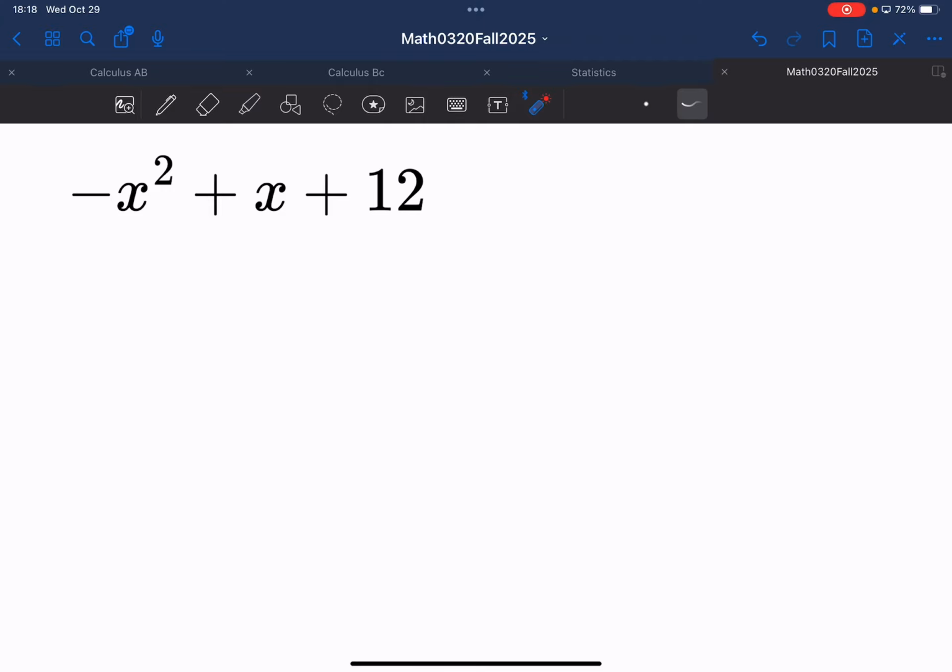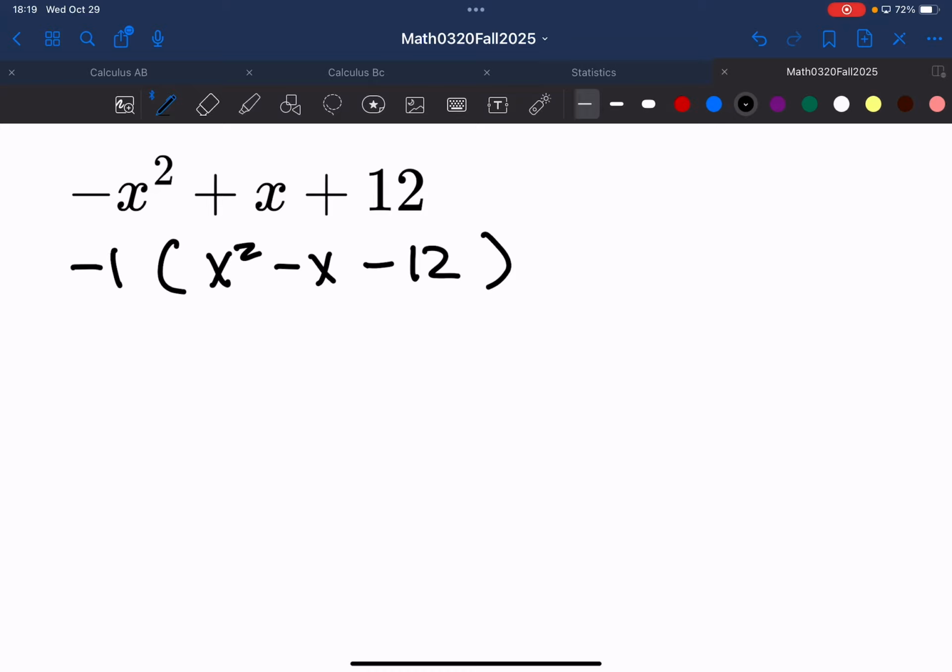Okay, so looking at this one, what would I have to do first? The GCF. Good. I would take a -1 out of everything, which changes the sign. So I now have a positive x squared, a negative x, and a -12. So this is my A. And then what's my B since there's not a number there? -1. So -1 is my B, and then my C is -12.